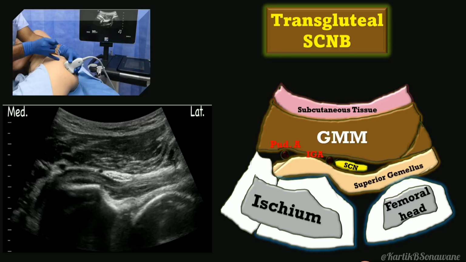below. Two important vascular landmarks are often seen: inferior gluteal artery lying medial to the sciatic nerve and pudendal artery seen above the ischium and medially. The needle is inserted lateral to medial direction, avoiding these vessels, and local anesthetic is deposited in the plane between the epimysium of gluteus maximus and superior gemellus, targeting the sciatic nerve.